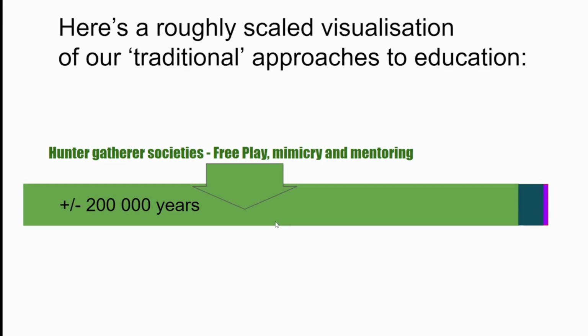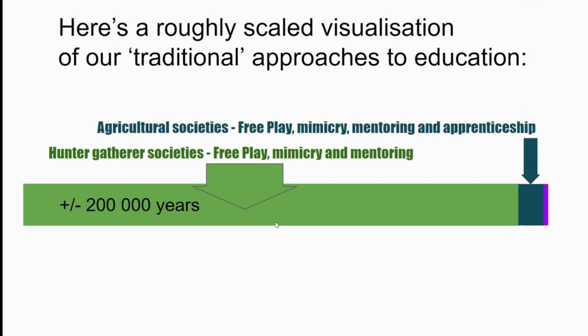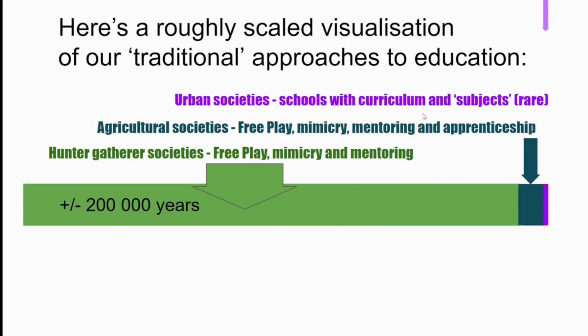And then if you wanted to call the next thing traditional, it would still be fair enough because it's got like 20,000 odd years or something in terms of the agricultural societies, where we've still got mostly free play, mimicry, and mentoring. But now we've also got more formal apprenticeship, whereas you might previously have gravitated towards somebody in your immediate environment who knew the skills. Now you start seeing people travel to go and study with them during that era of our history. Then we move to our urban societies where things really start getting complex.